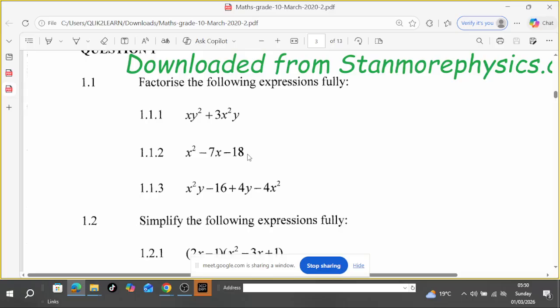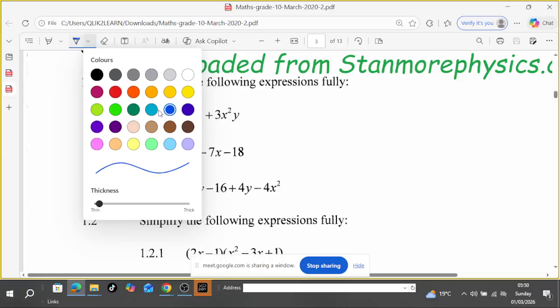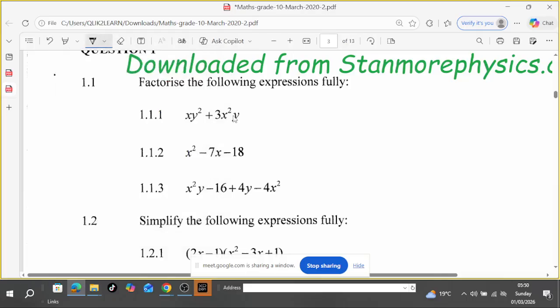Okay, let's first work on the first one. Let's factorize this. They want us to factorize. I'll check: do I have a common factor? Look at this term, the first term. It's not yx squared, it's xy squared. Then I have x on both sides, I have y on both sides. So my common factor will be xy. Therefore, what are we left with?